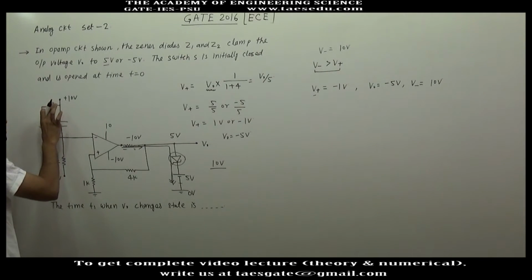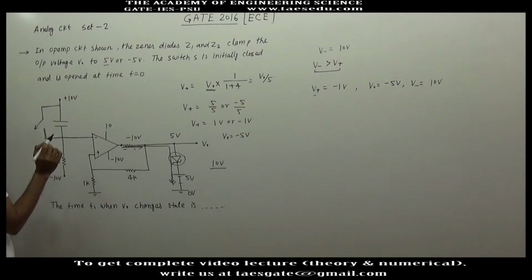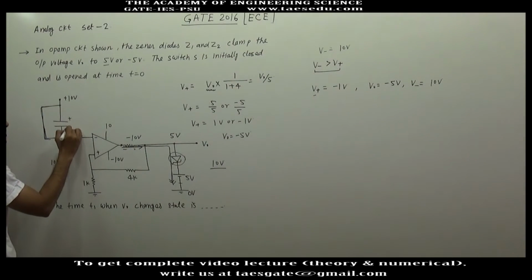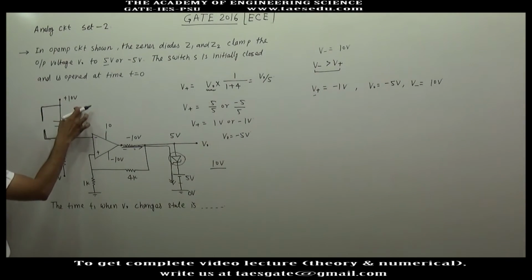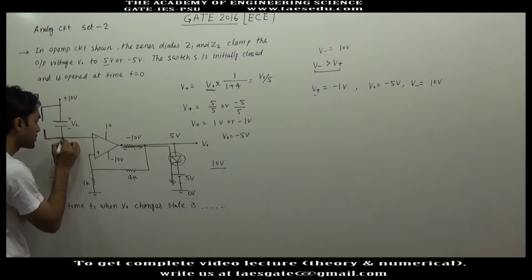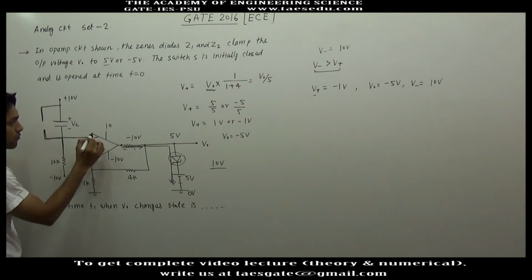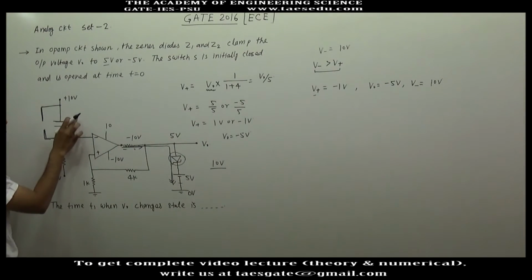Now when this switch is open circuited. Initially, when this switch was short circuited, the voltage across the capacitor, let's say this is Vc, was 0 due to this short circuit, and current continued to flow through this path. When this switch is open circuited, current will now flow through this path and the capacitor will start charging.